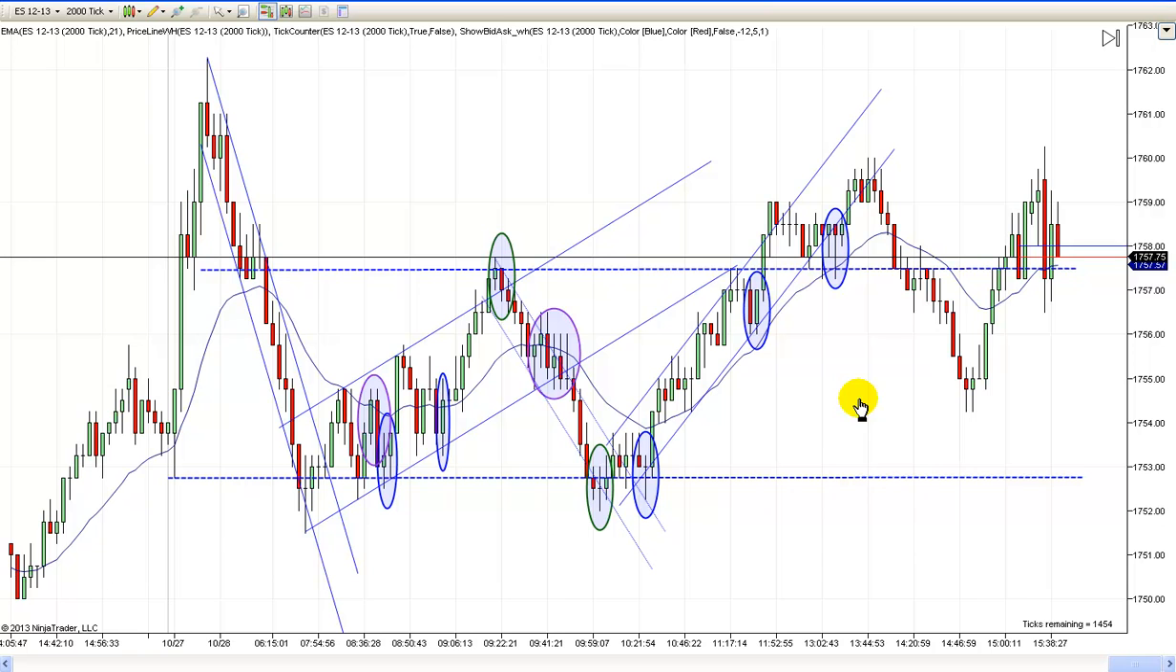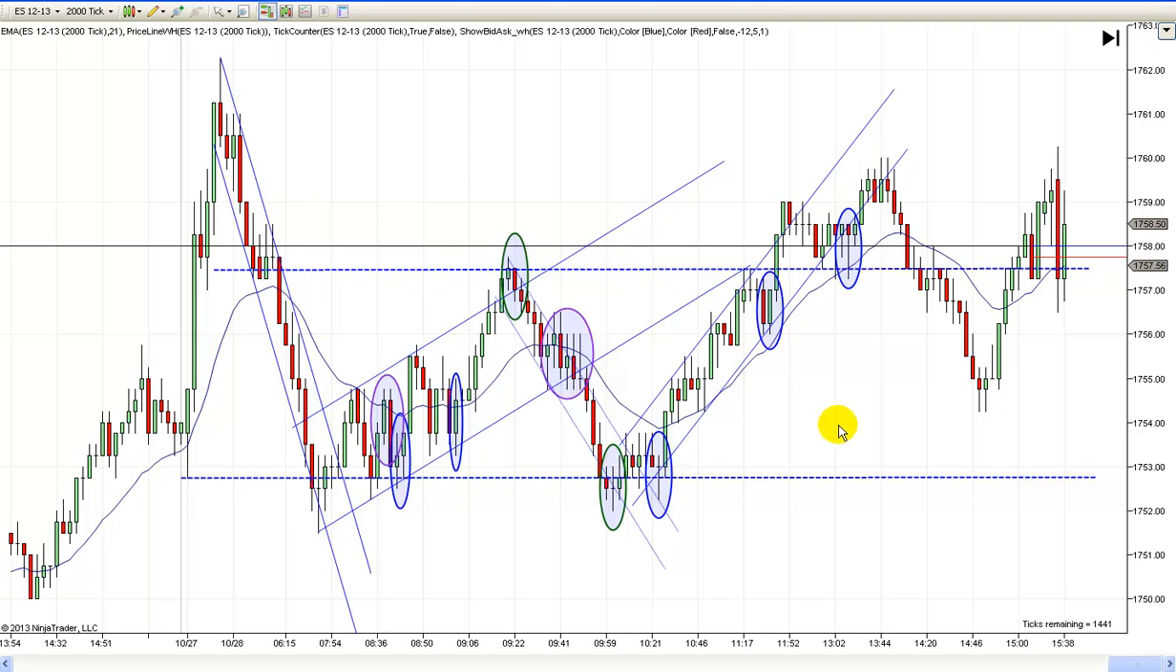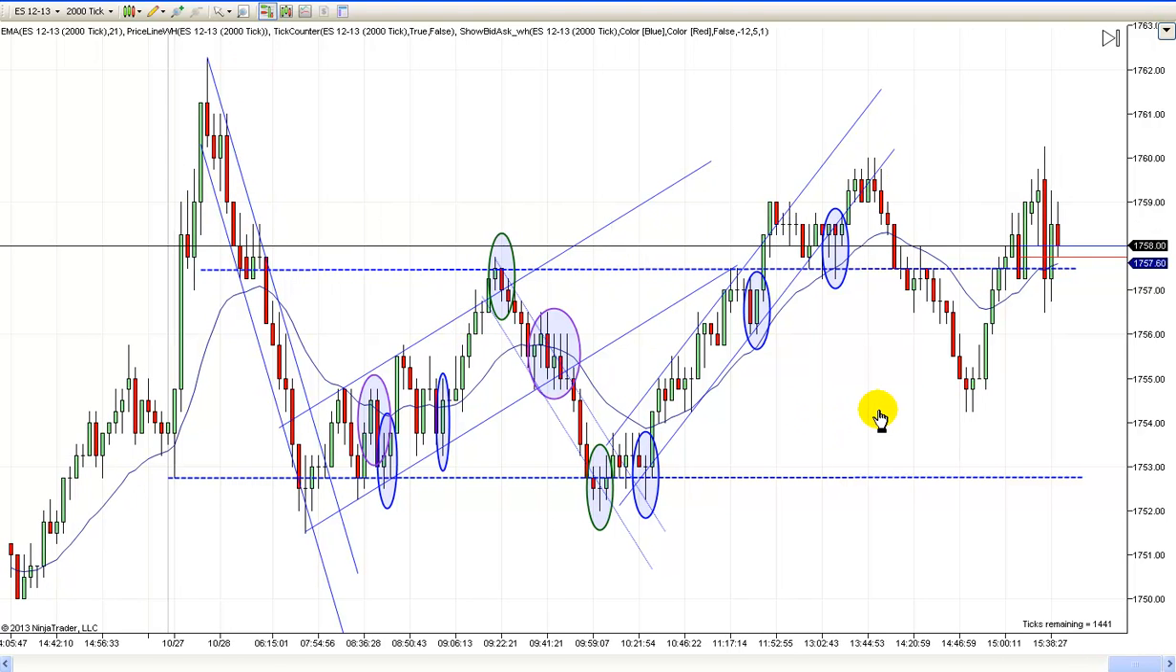Not a lot of entries today, mostly only buys that I saw today. There's only one sale that I semi-liked, and it was a little dangerous because we were kind of trending up, but I'll talk about why, if you wanted to be a little aggressive, you might have taken that trade or liked that trade.